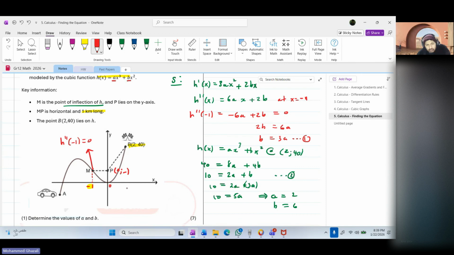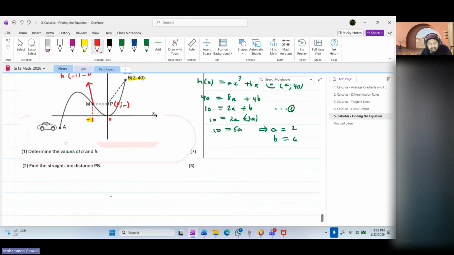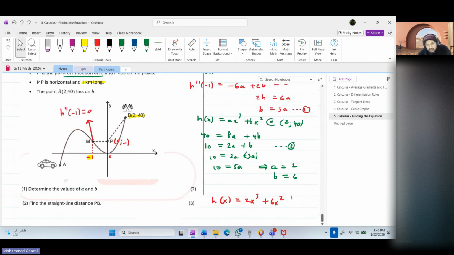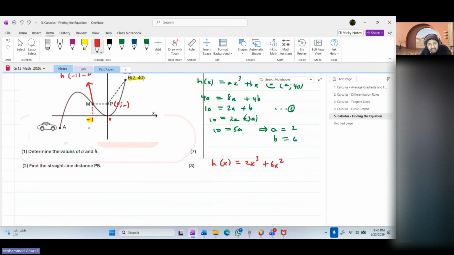To get the y value, we can substitute -1 in the original function because we got h of x. So what is h of x? H of x is 2x cubed plus 6x squared, a, b. I substituted from the previous problem. Now, at -1, what's the y value? It's -2 plus 6, which is 4. So this value over here is 4. Okay, so 0 and 4. So this coordinate here is 0 and 4, and that coordinate is 2 and 40.